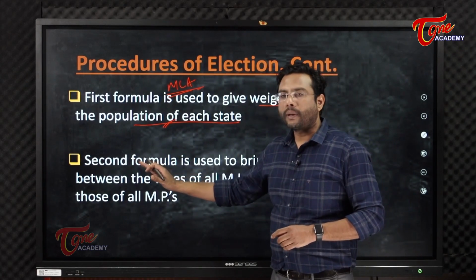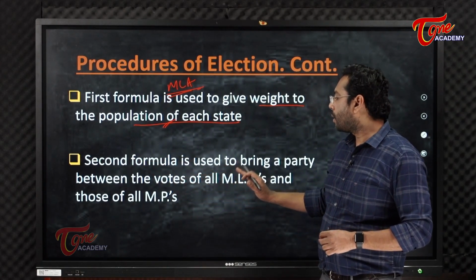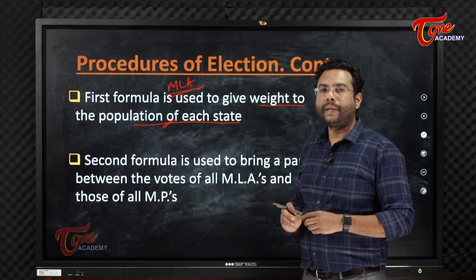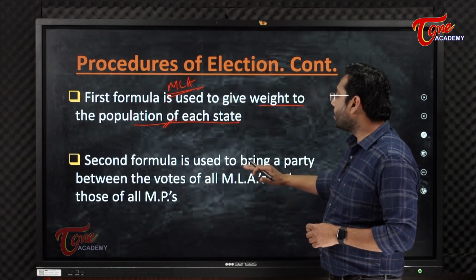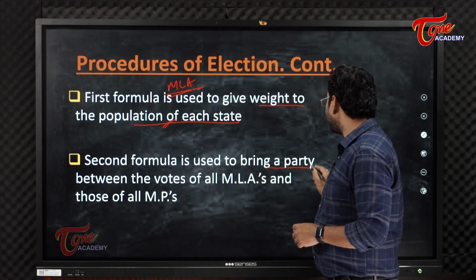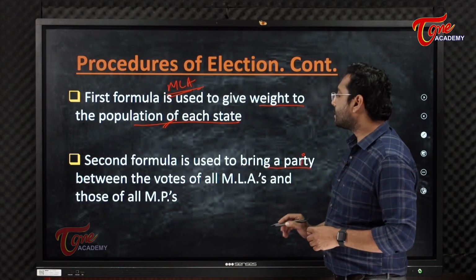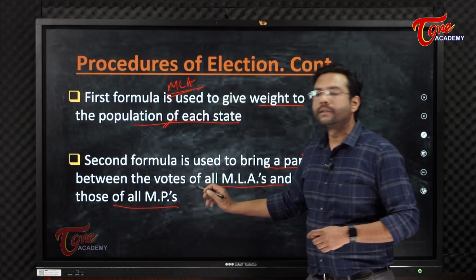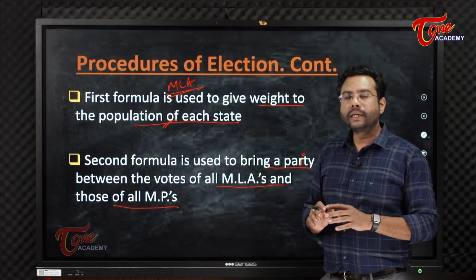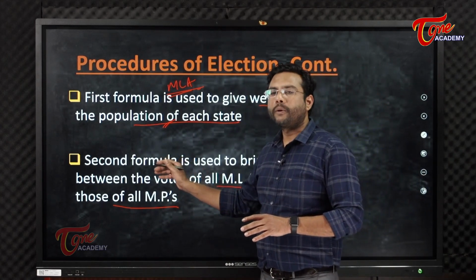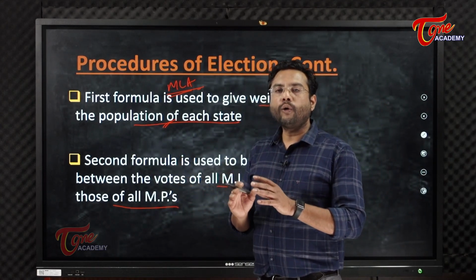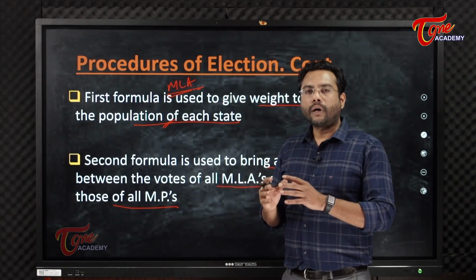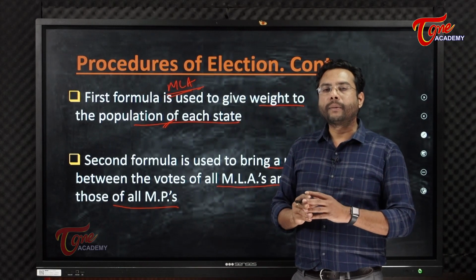And in the second formula, here we have calculated the value of the vote of MP, that is member of parliament. Here we would ensure that there is a parity between the votes of all MLAs and all MPs. So there would be a parity, because in this formula we are dividing the total value of votes of MLAs by the total members of parliament, the elected members of the parliament.